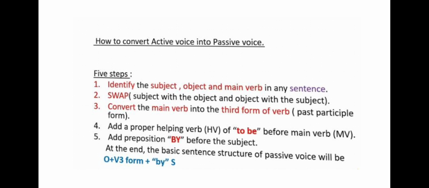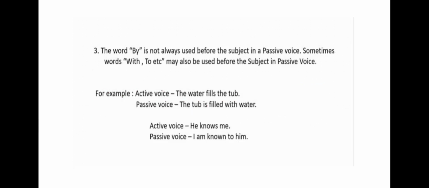At the end, from active to passive, the basic sentence structure of the passive voice will be object plus verb 3 plus by plus subject. As you can see in this example, the tub is filled with water. Now here in the active voice, the tub is the object. Now if I convert this to passive voice, the tub will come first, object plus helping verb, that is filled, is a verb, with water.